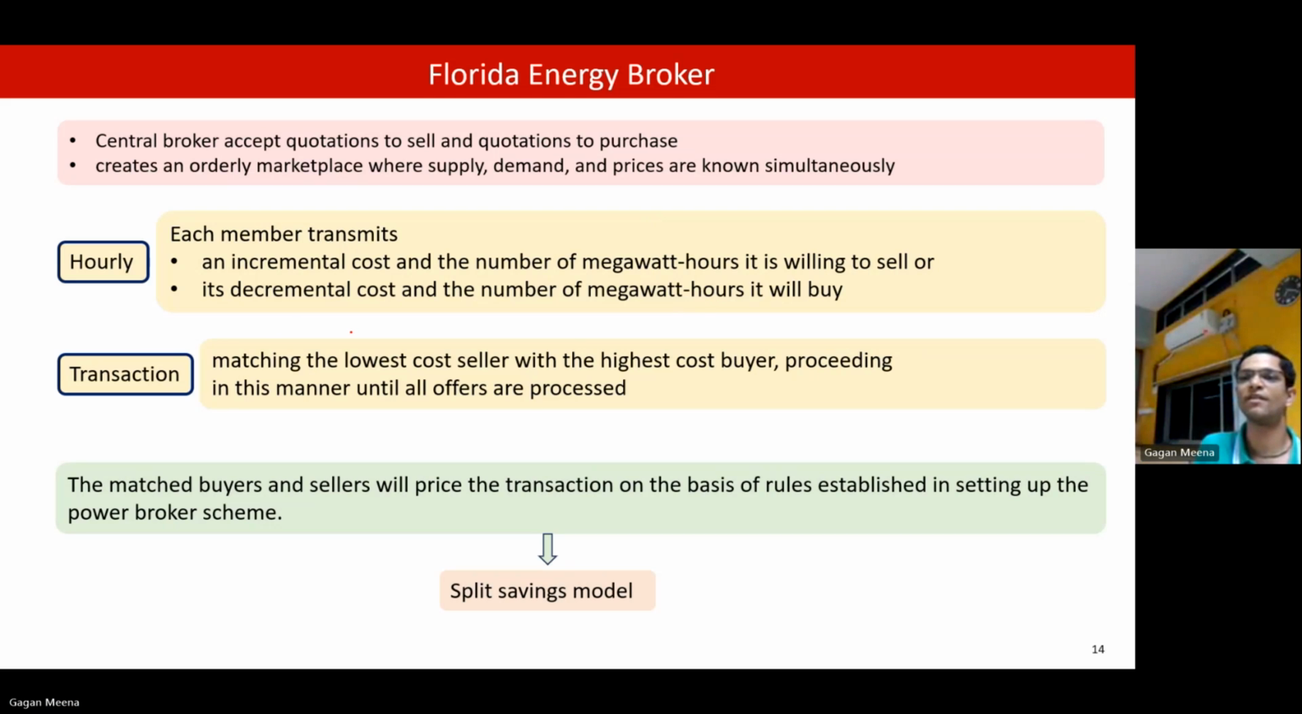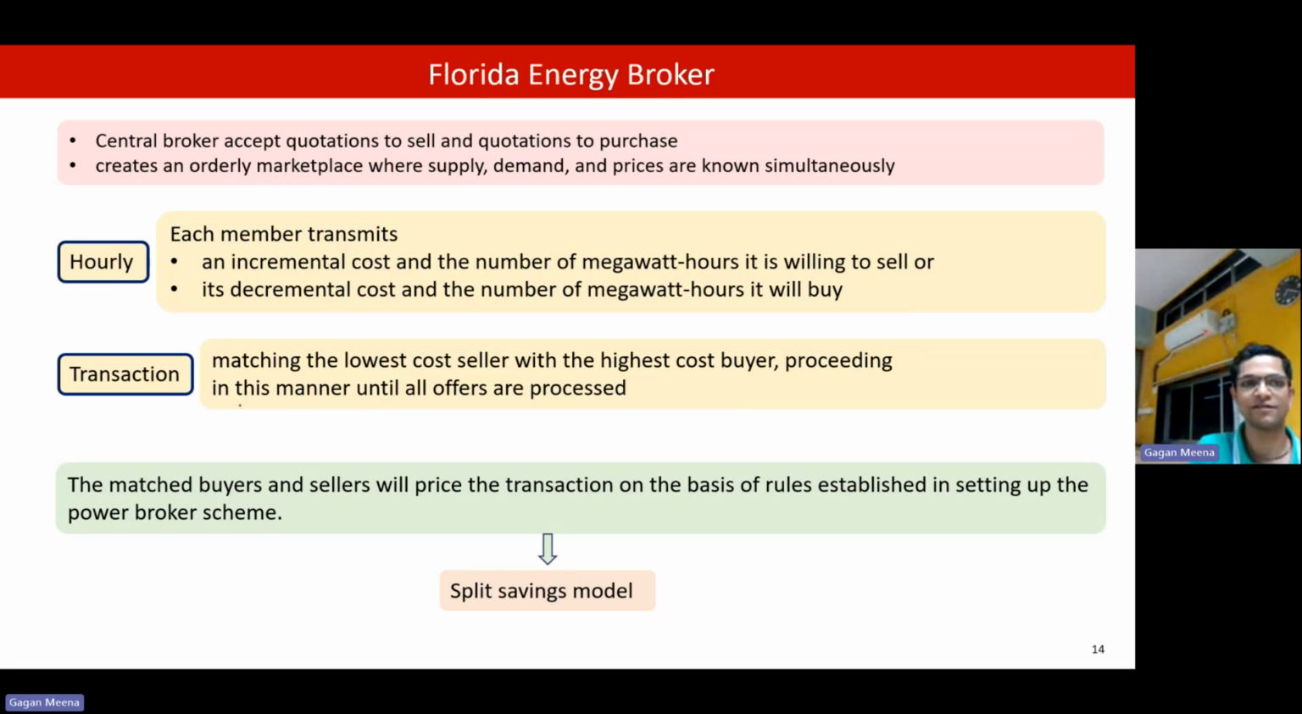Similarly, the same entity can also have the decremental cost. The other entity can have a decremental cost and the number of megawatt hours or the block it wants to buy. So generally, load will do this and generator will do this, but some entities which are in between can do both. They can buy from the market and then sell to the load. Morgan Stanley is one such company which does that.